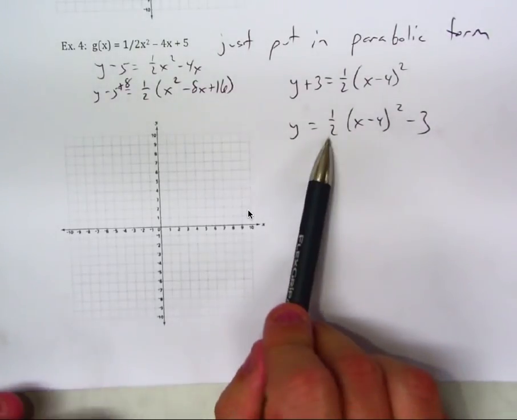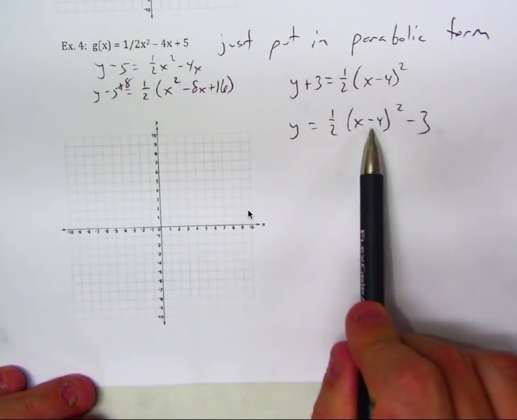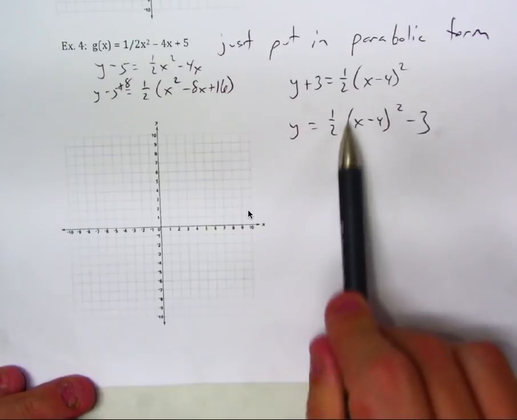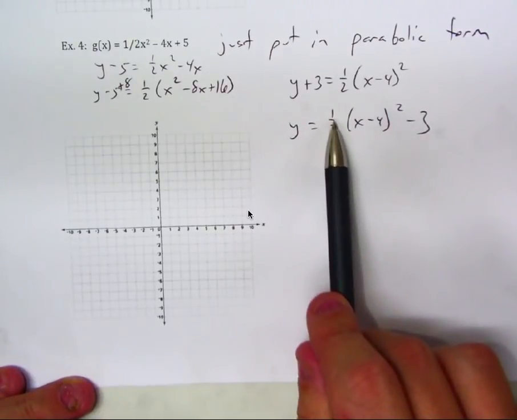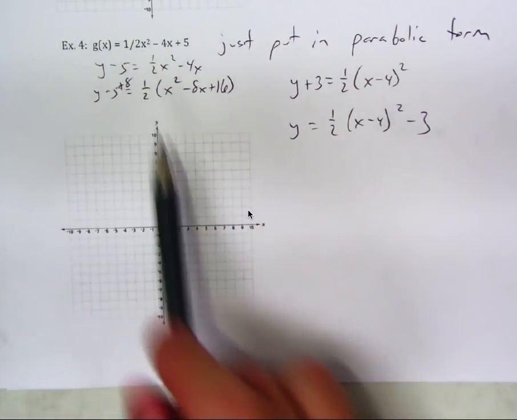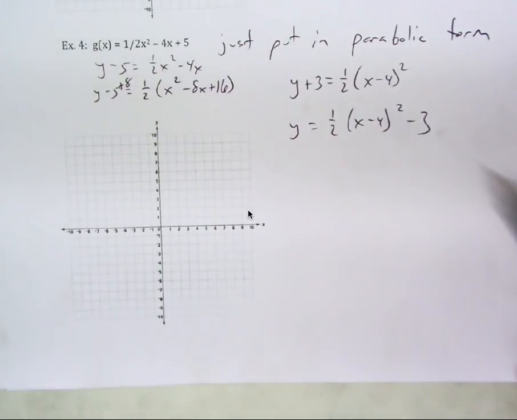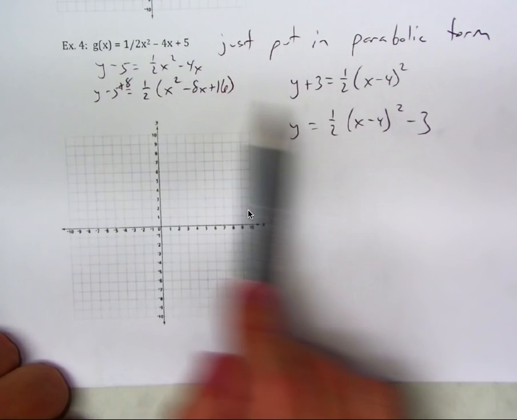But you know that it's going to open up. You know the vertex is at (4, negative 3). You know it's going to be wide because that's less than 1. And then you can use the quadratic formula and find your x-intercepts. So just doing all the same thing we did over in the other problem. But remember, just knowing how to get it into that parabolic form.